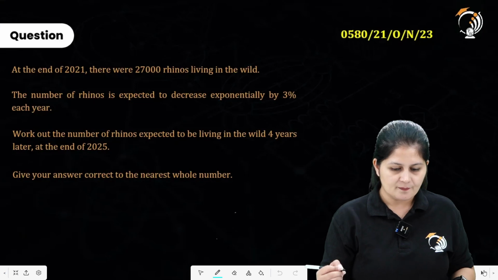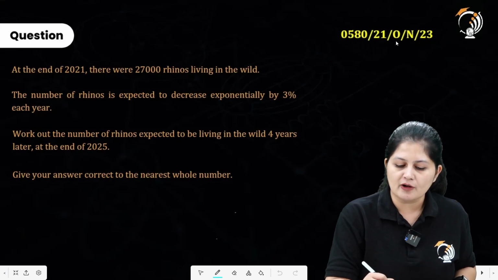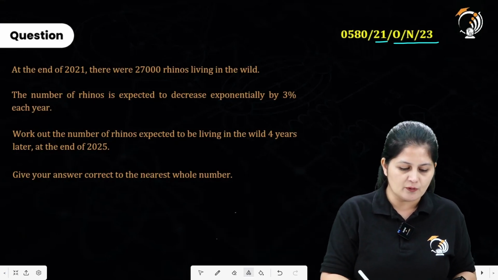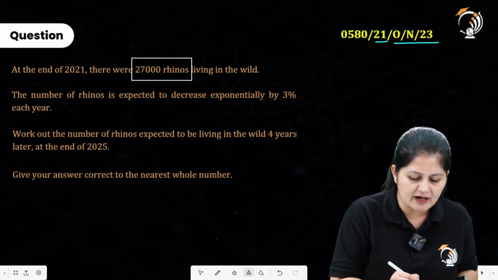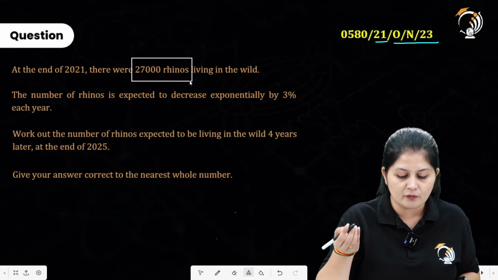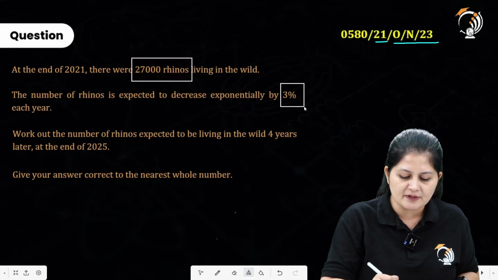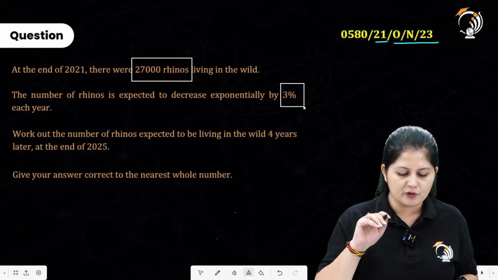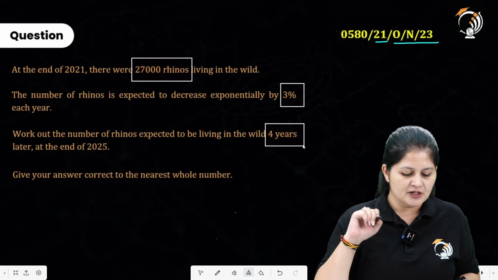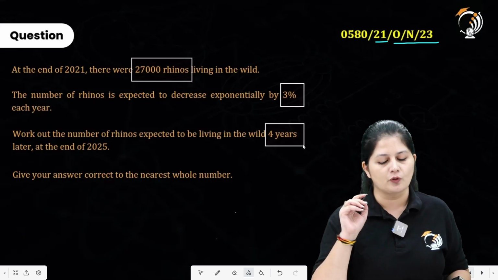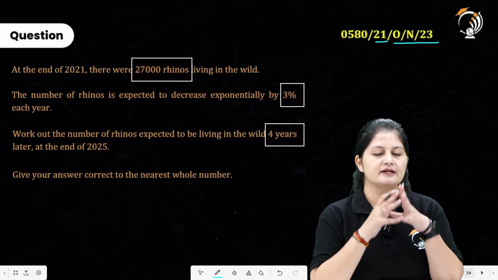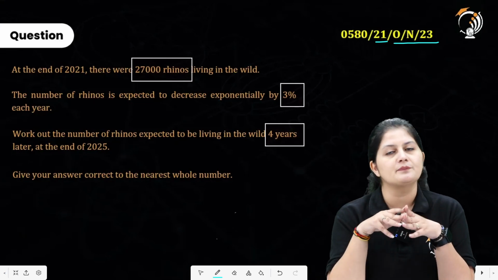Clear? Moving to one more question here from the paper of October-November 23 from the variant 2-1. At the end of 2021, there were 27,000 rhinos living in the wild. The number of rhinos is expected to decrease exponentially by 3% each year. Work out the number of rhinos expected to be living in the wild 4 years later. Give your answer correct to the nearest whole number. As given here, the number of rhinos is decreasing exponentially at the rate of 3% per year.